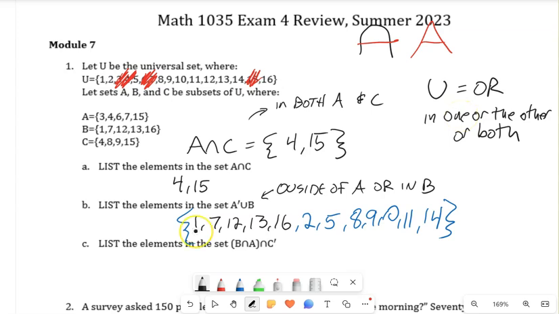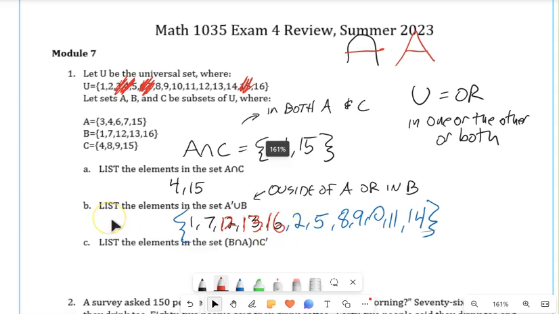So the stuff in black are in B, the stuff in blue are in not A or outside of A, and then the stuff in red, there were a few. Let's see, what were they? 12 and 13 and 16. Those numbers were in both outside of A and in B. But you don't list them twice. You just list them once. So this is the list of all the numbers that are outside of A or in B or both.